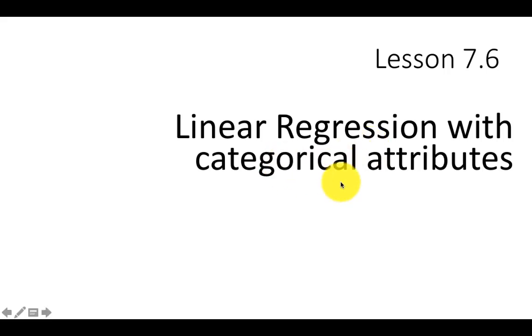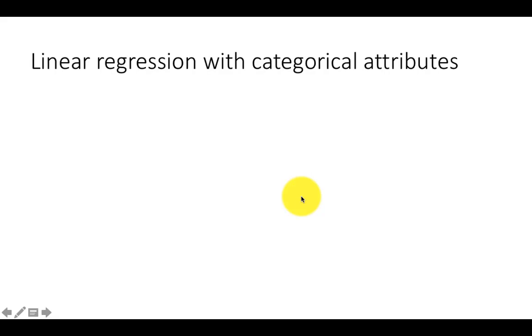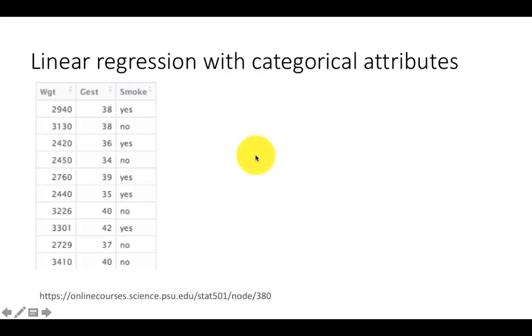In this lesson, we'll take a look at linear regression with categorical attributes. Of course, we understand that linear regression deals with numerical predictors, but very often we have data sets that have categorical attributes, and we need to be able to perform linear regression in that situation as well.